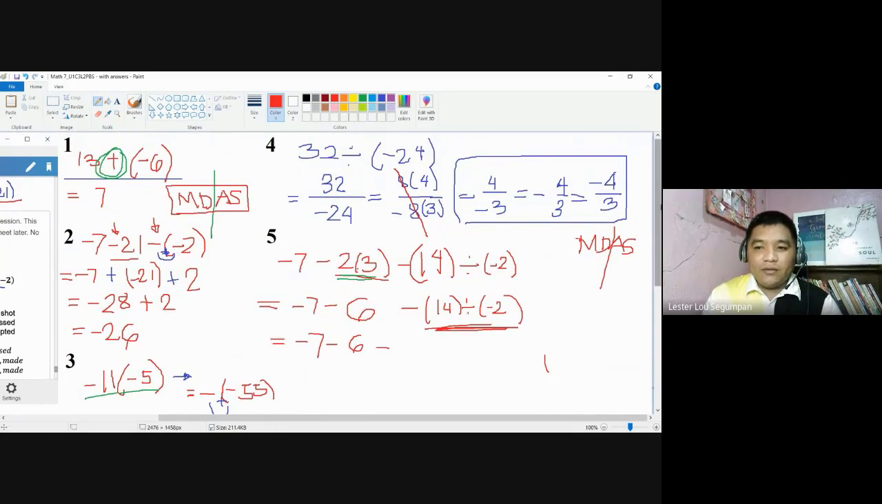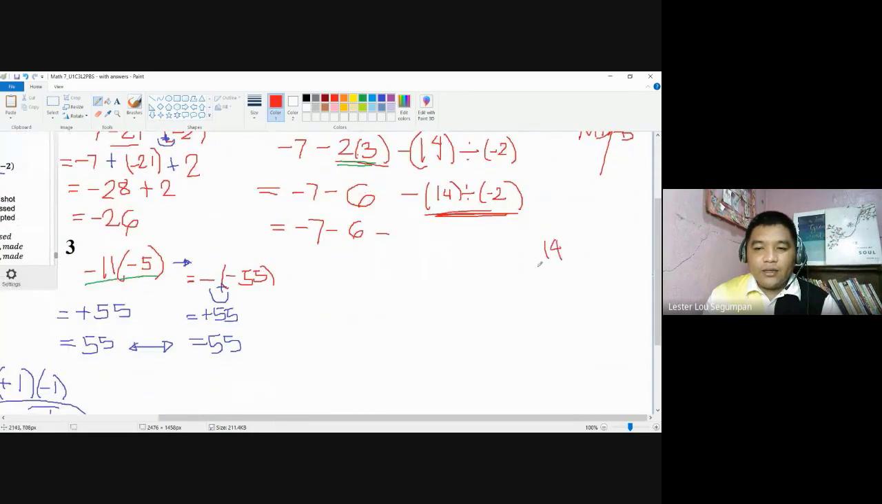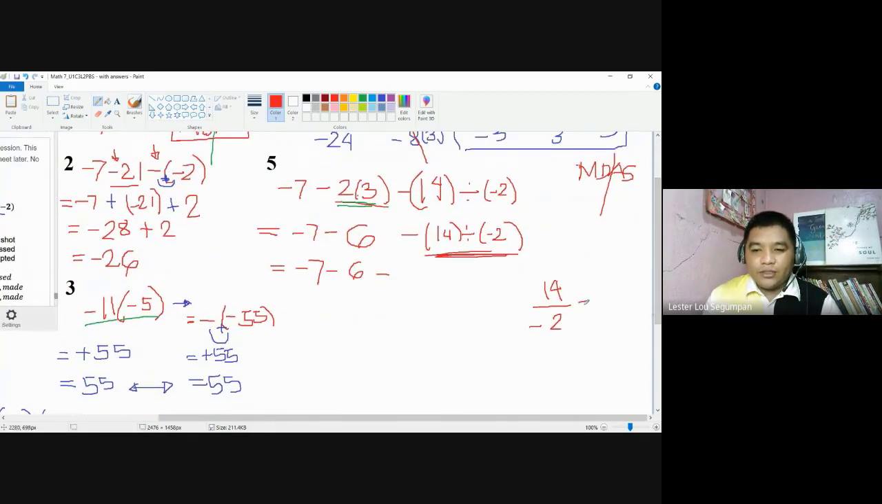Using the vinculum symbol, you have 14 divided over negative 2. In lowest terms, you will have here 7 over negative 1, or just simply negative 7. This is what you're going to place here, negative 7 as the result of this operation. So we are done with multiplication and division. We can proceed now to a pair of addition or subtraction processes.